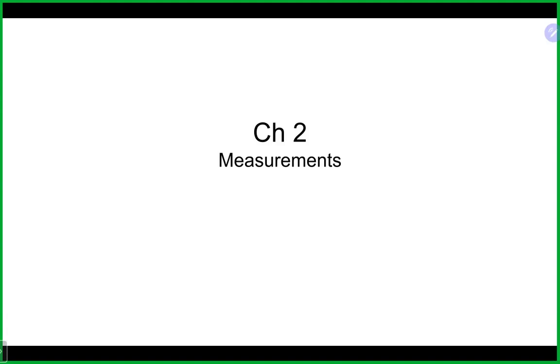So we're going to get right into it here and start talking about chapter 2. And chapter 2 is all about measurements. We're going to talk about obviously units. We're going to talk about how to take a proper measurement. We'll talk about some temperature conversions. We'll talk about a really important thing as well in this chapter, which is dimensional analysis.